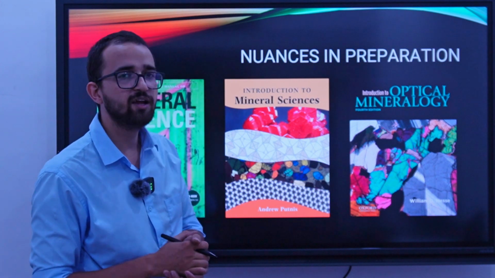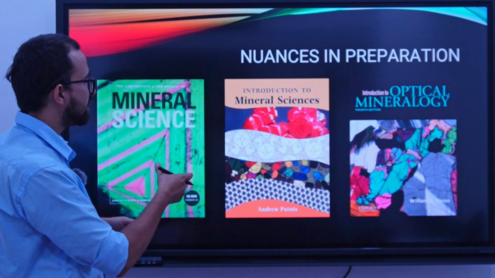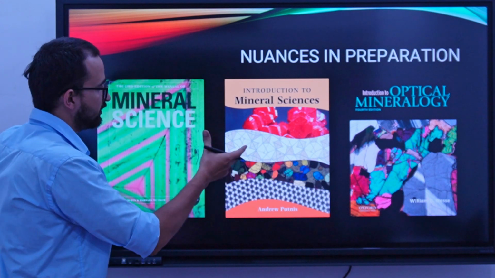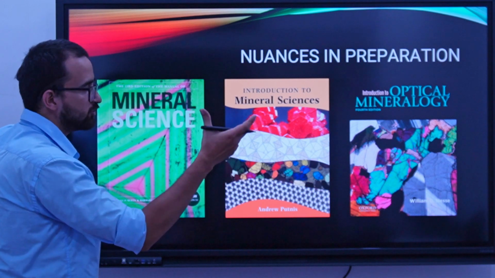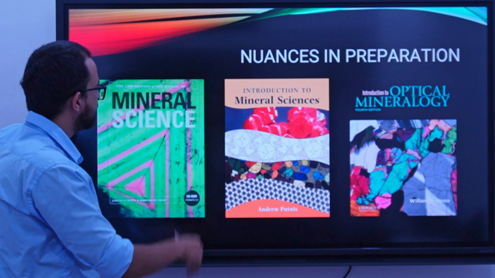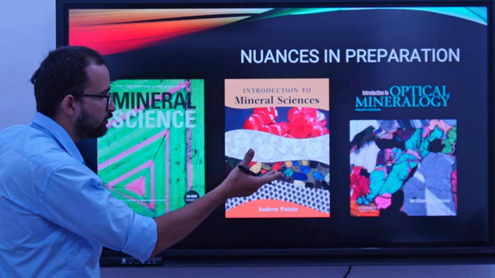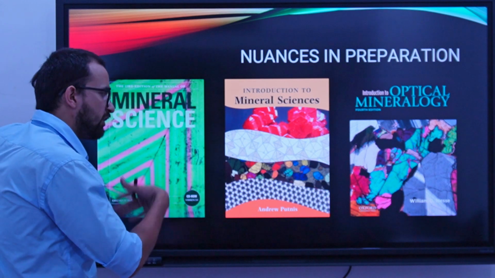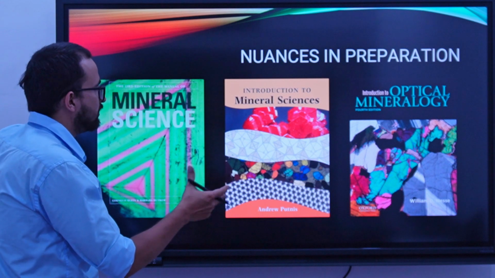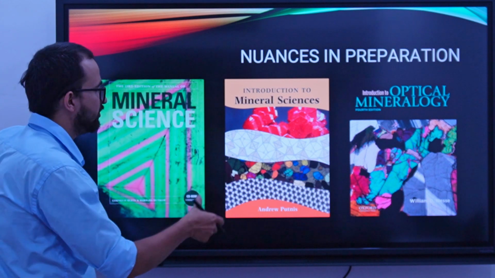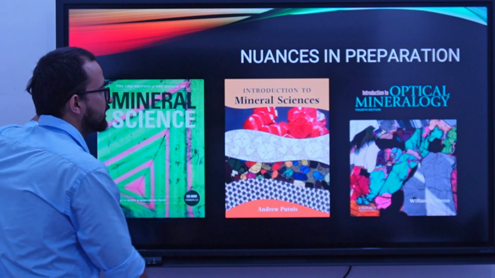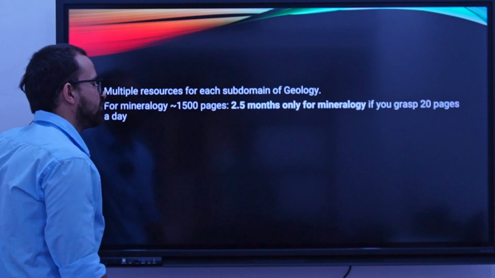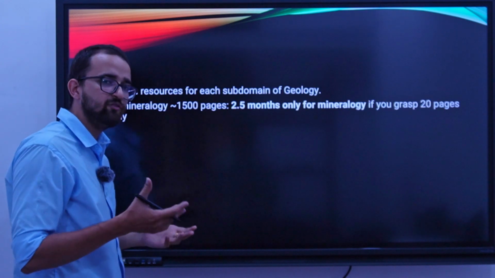For example, if you take mineralogy, you have these three standard books. You have the book by Klein, you have the book by Putnis, and because optical mineralogy is not very well written in these two books, people tend to focus upon Nesse's book for optical mineralogy. After you have done with these three topics, maybe you have a certain understanding of mineralogy to give your target examination. But if you add all these three books, these are around 1500 pages.